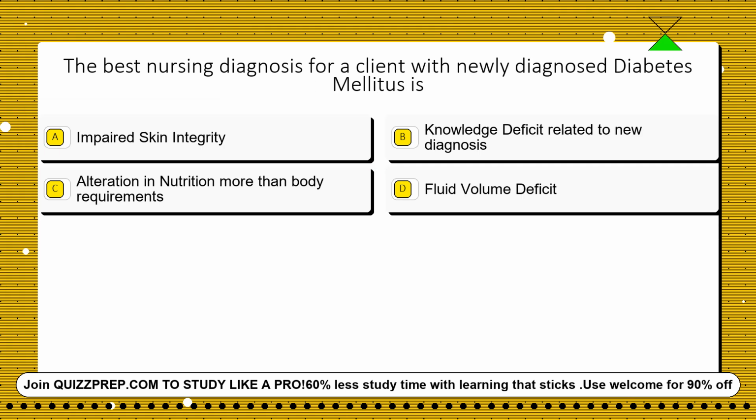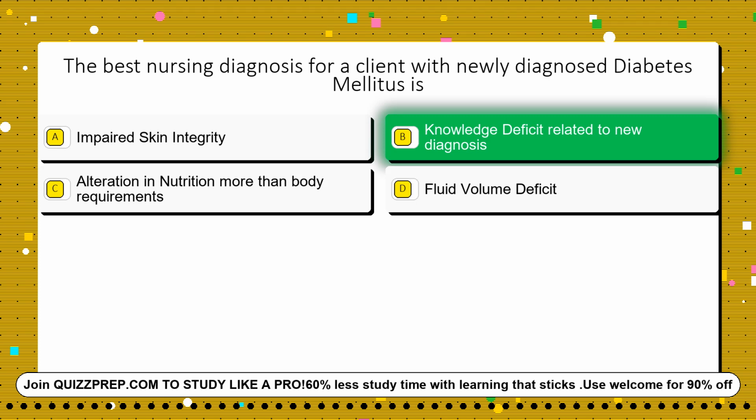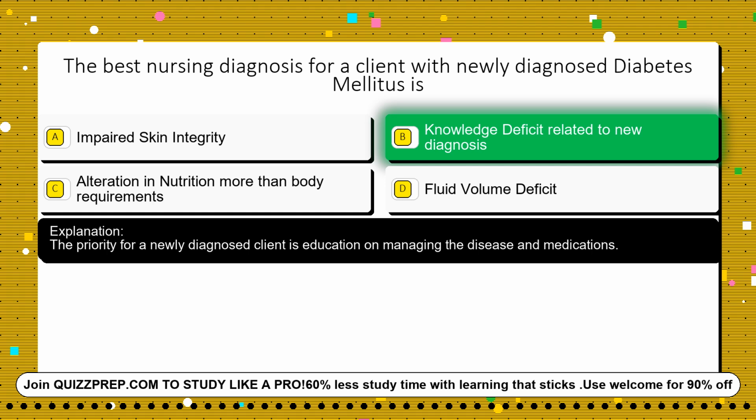Question 95. The best nursing diagnosis for a client with newly diagnosed diabetes mellitus is Option A, impaired skin integrity. Option B, knowledge deficit related to new diagnosis. Option C, alteration in nutrition more than body requirements. Option D, fluid volume deficit. The correct answer is option B, knowledge deficit related to new diagnosis. The priority for a newly diagnosed client is education on managing the disease and medications.